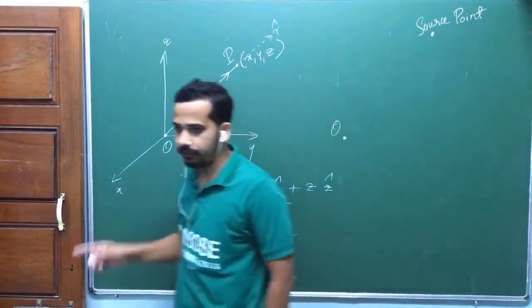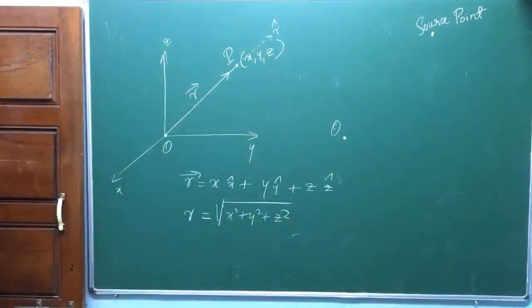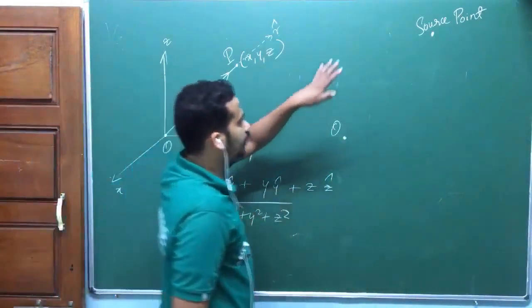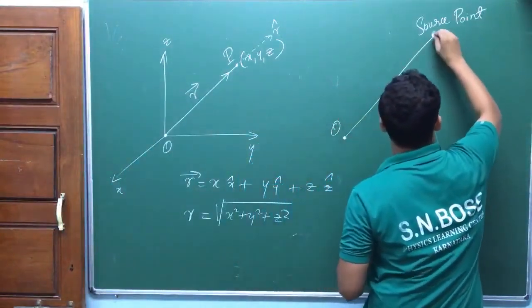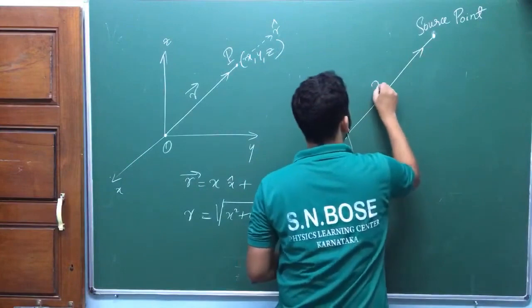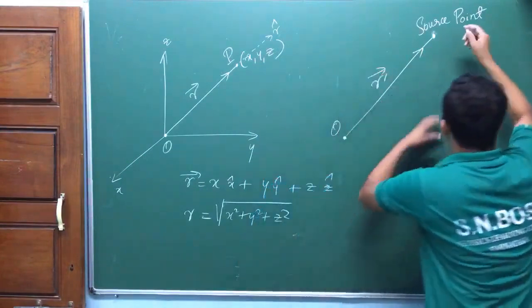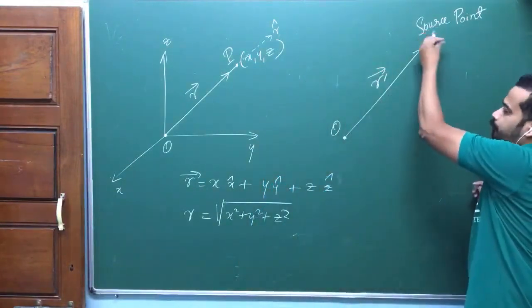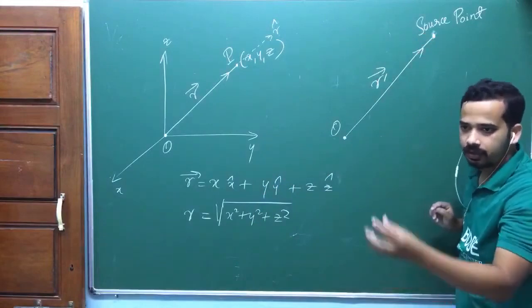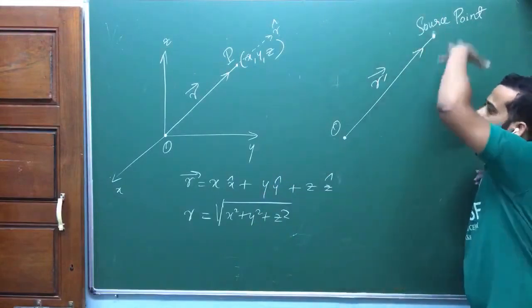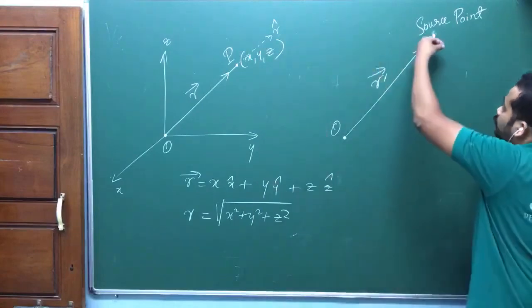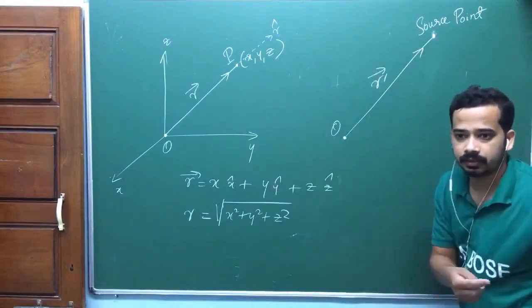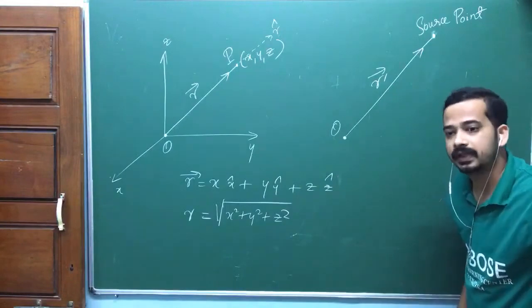Very frequently we use this notation. Source point: the vector from origin to this source point we call R prime vector. That source point can be a point on a charge, a point on a charge distribution which is generating field, or a point on a current carrying wire, which are the sources of fields.